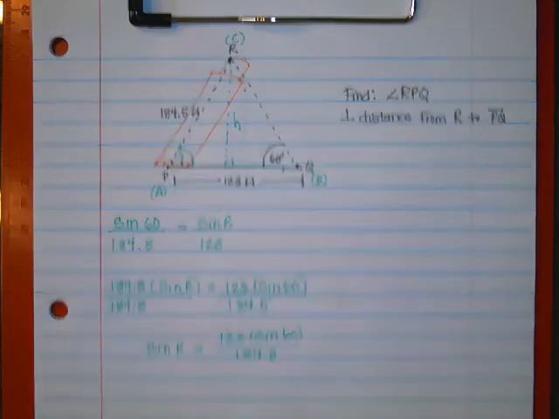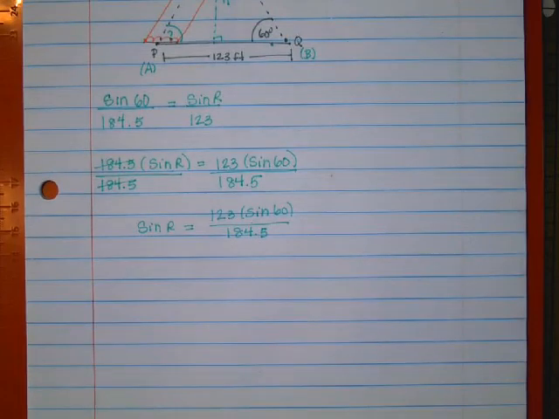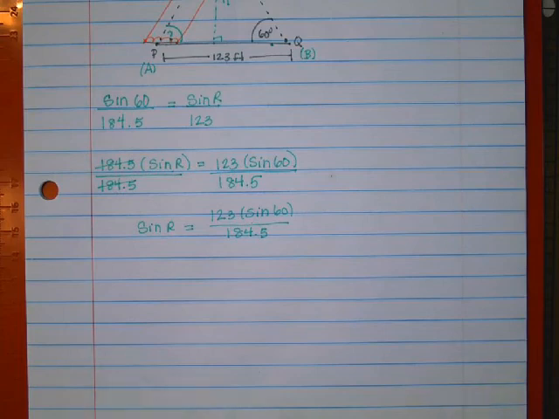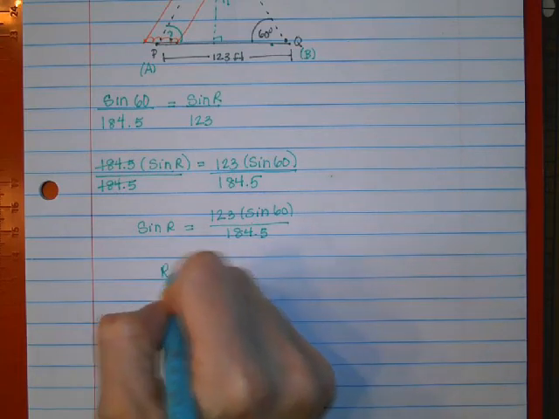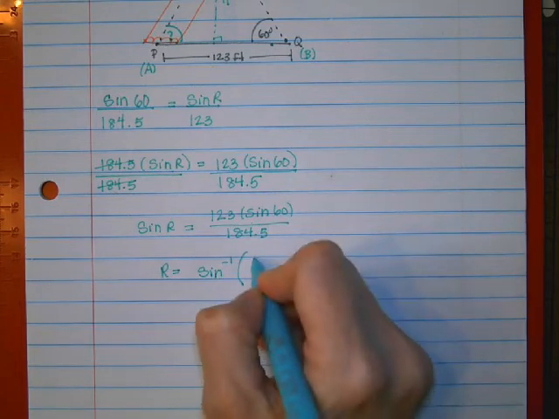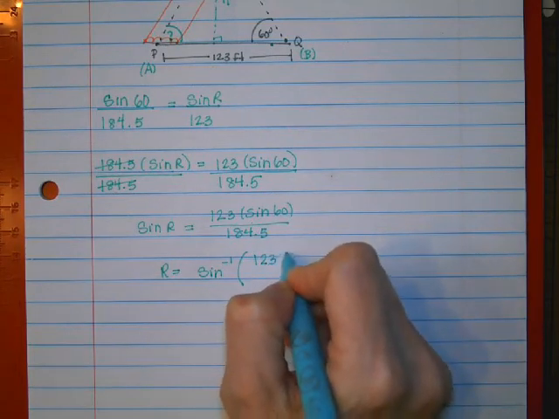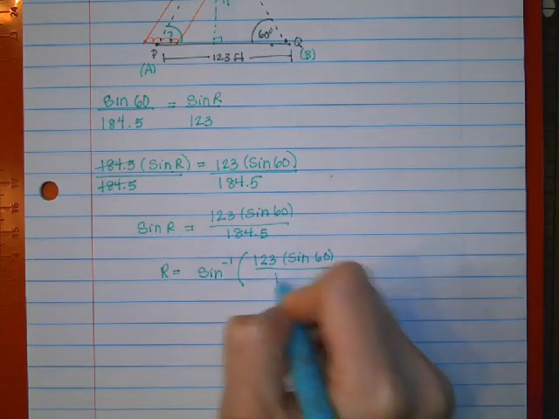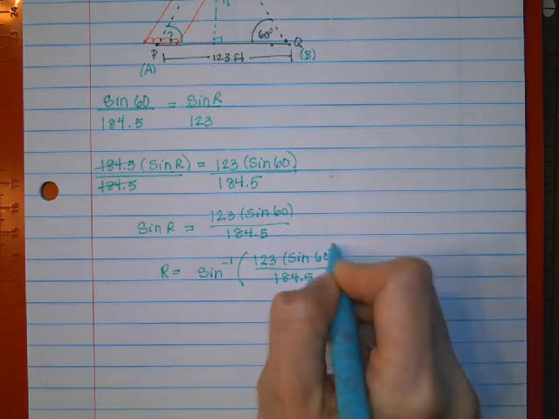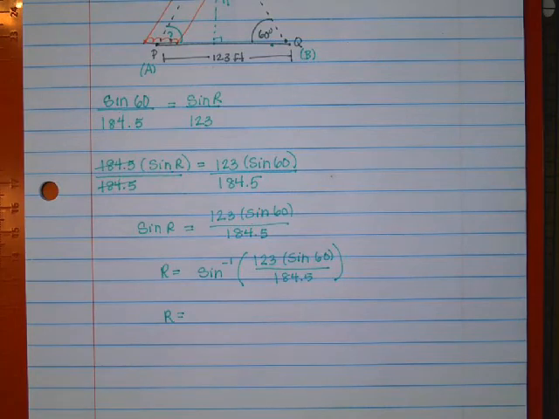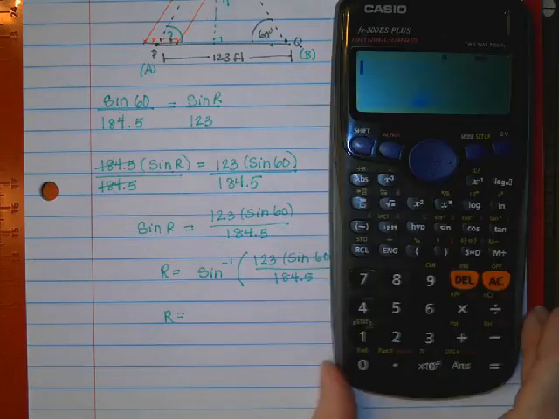Alright, so now I'm going to bring this up. Remember we said if we want to find an angle, we have to use that arc sine. So we're going to do angle R. We're going to use the arc sine, and then we'll put in our fraction. 123 times the sine of 60 over 184.5, and then close this out. And then we'll go ahead and round our angle measure out to 1 decimal place. Alright, so we'll go ahead and bring our calculator in here, and we're going to put that in our calculator.